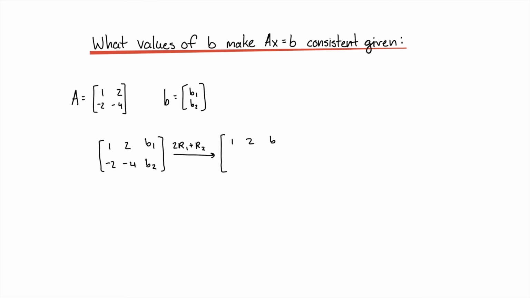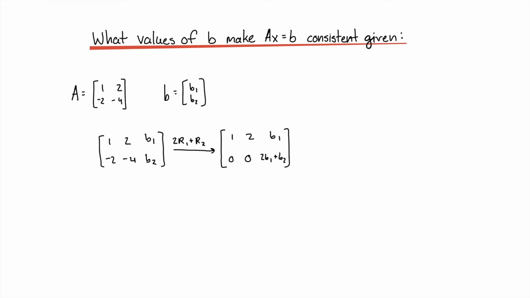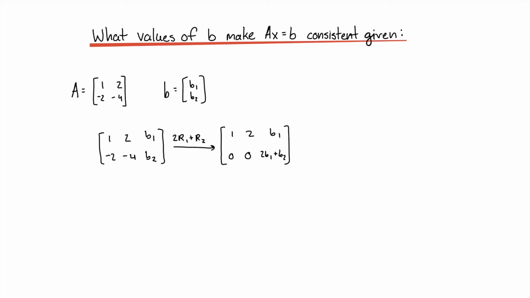So the first row stays the same, but we'll have 2 times 1 is 2, minus 2 is 0, 2 times 2 is 4, minus 4 is also 0, and we'll have 2 times b1 plus b2. And so now we need to figure out what values of b make this system consistent. And so we want to prioritize this bottom row here. Really, this is 0x1 plus 0x2 equals 2b1 plus b2, or 0 equals 2b1 plus b2.